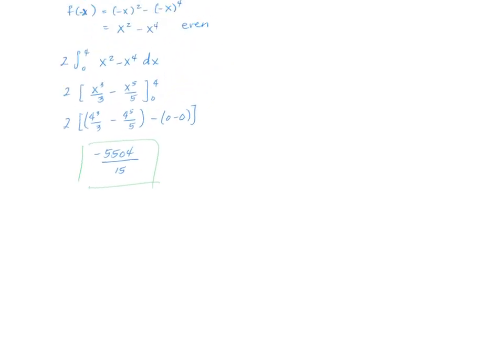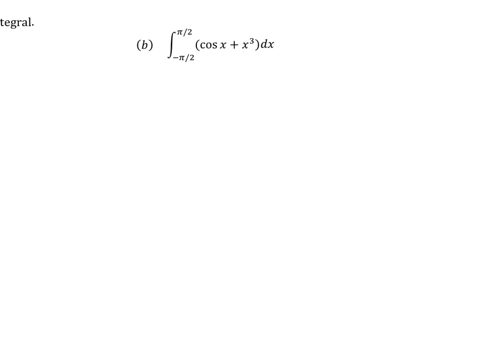Let's go ahead and look at example 1b. We're going from negative pi over 2 to pi over 2, so that's kind of a hint that maybe I could use this even or odd function. If I look at my f of x as the cosine of x plus x to the third, now I know that cosine is an even function, but x to the third is not. Okay, so this is neither even nor odd.